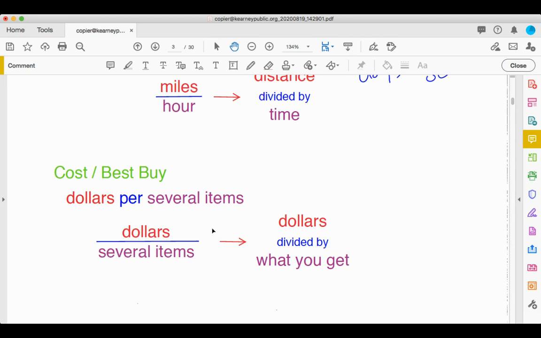Dollars divided by several items. But we want to know how much it is for one item. We want to know how far we go in one time period, in 1 hour. Okay?